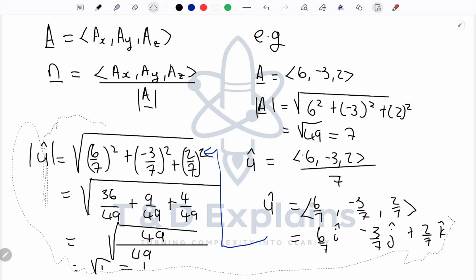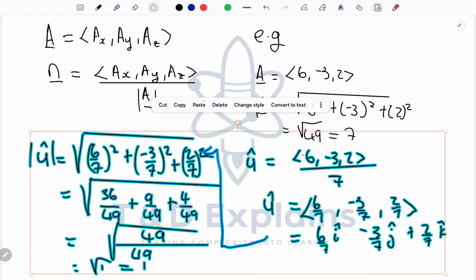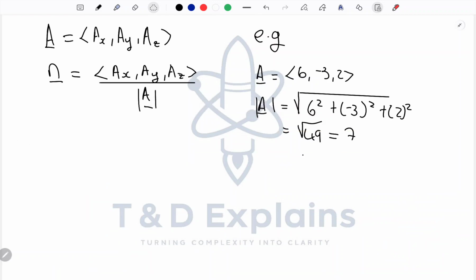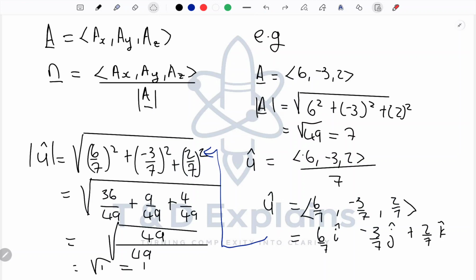This is to show you that any vector can be turned into a unit vector, because if we have, okay, let me show you something very quick.